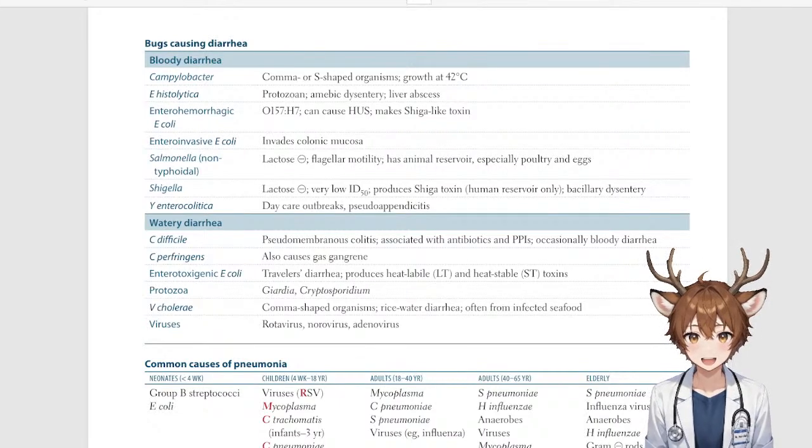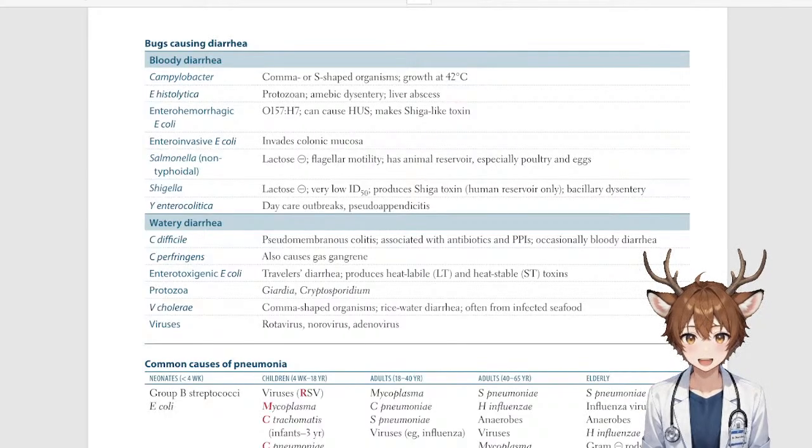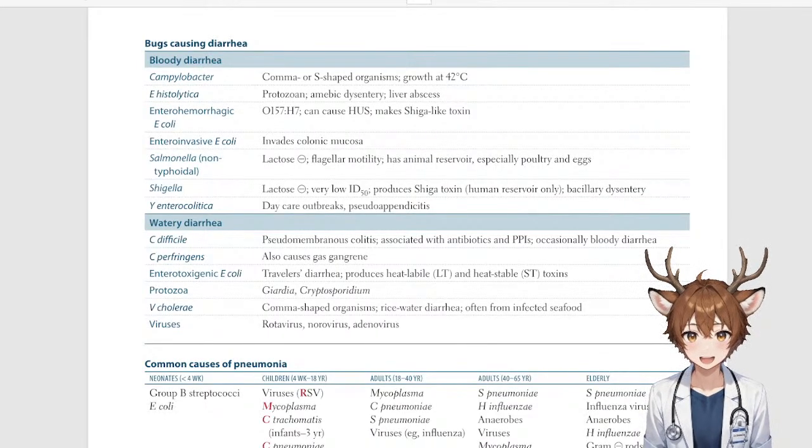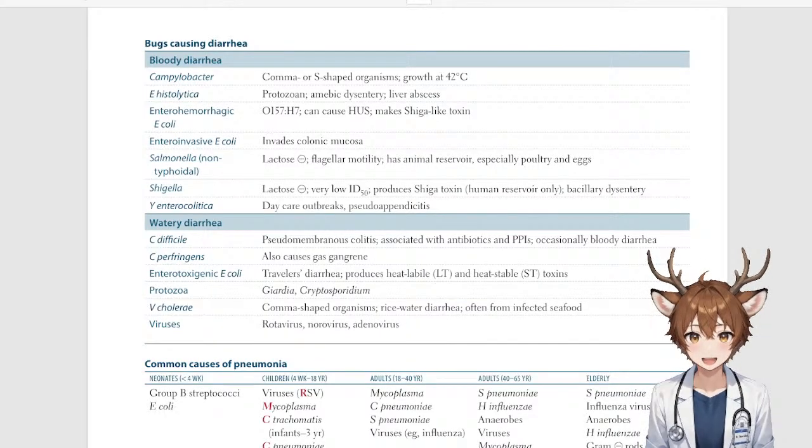Salmonella, non-typhoid type. Lactose negative, flagellar motility, has animal reservoir, especially poultry and eggs. What about Shigella? Shigella, it's lactose negative, very low ID50, so it's a very low infectious dose.